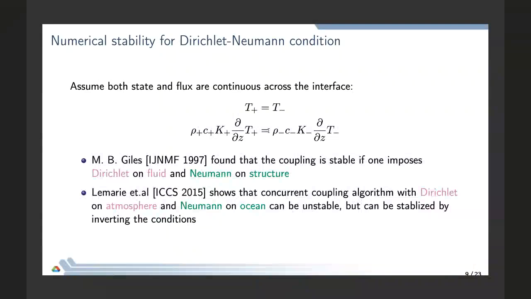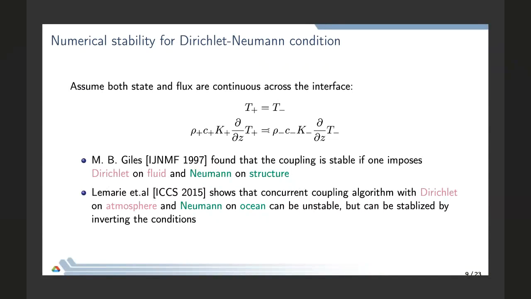Gels in '97 had a very famous paper in the CFD community, and he used the normal mode stability analysis to study the stability for Dirichlet-Neumann condition, and he found that the coupling is stable if one imposes Dirichlet condition on fluid and Neumann condition on structure.